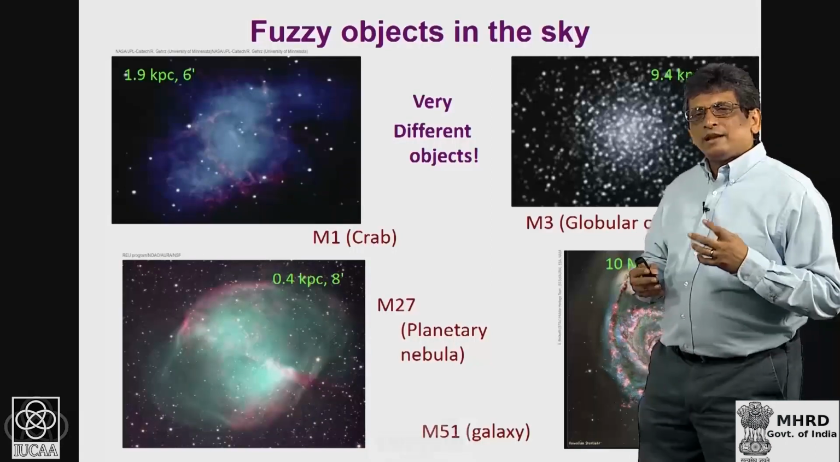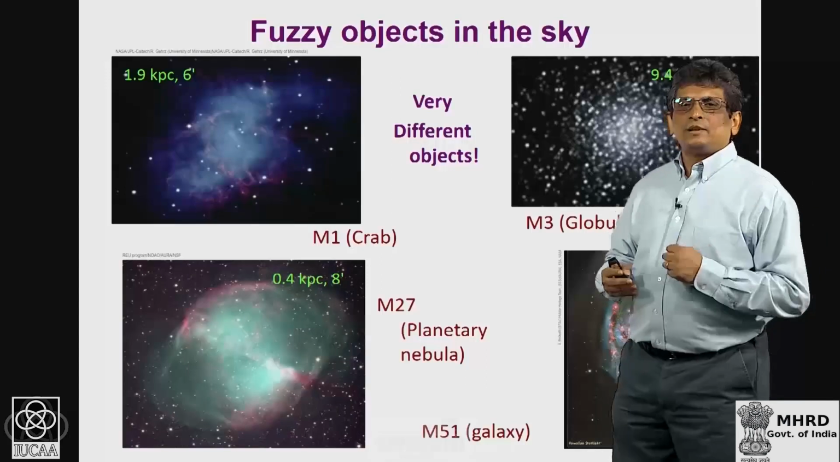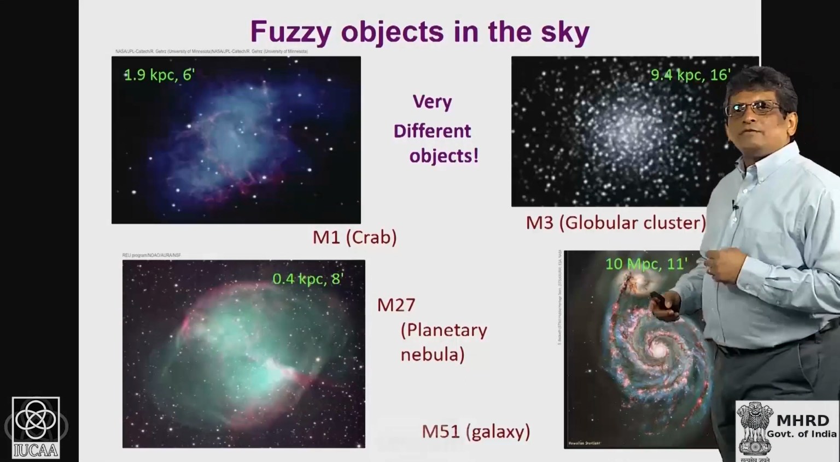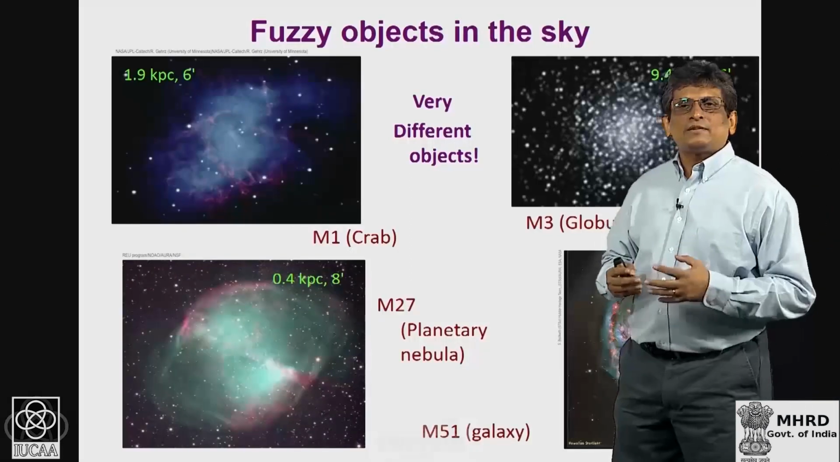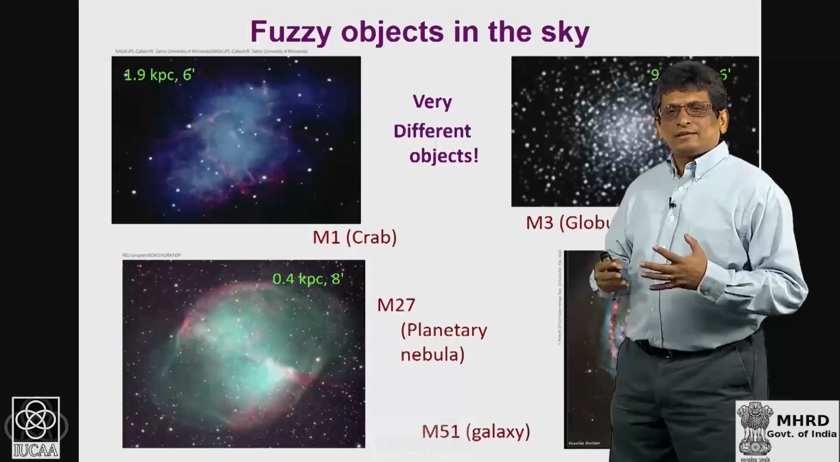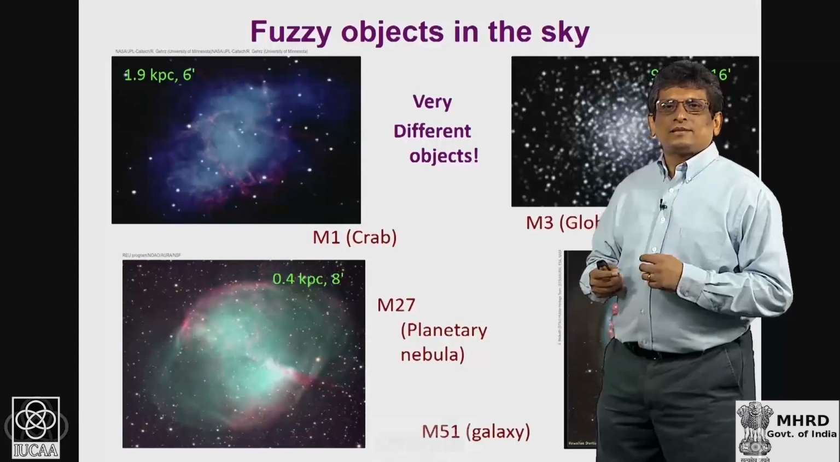It was around the 1930s that we realized that there are some of these nebulous objects which are like these, which are very, very far away. They are millions of light years away as opposed to thousands of light years away, and thus they are the galaxies that the universe is made up of.